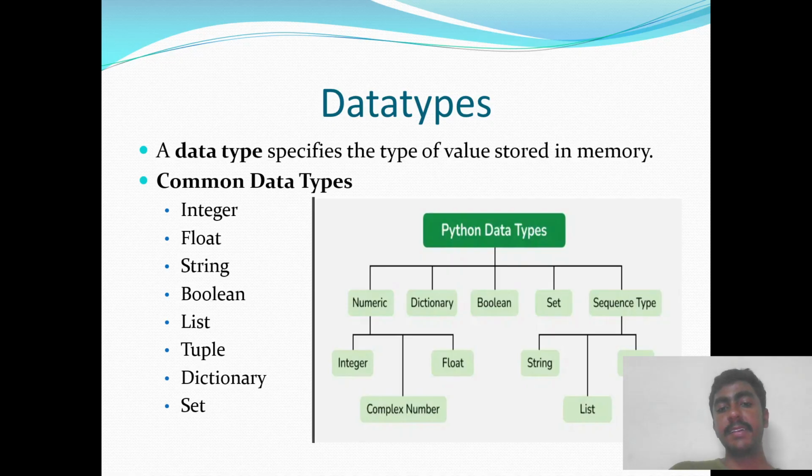Eighth one, set. A set stores unique elements. It doesn't allow duplicate values. Examples like numbers 1, 2, 3, 4. And if you try the same value multiple times, Python stores it only once. Sets are commonly used when duplicate data should be removed automatically.